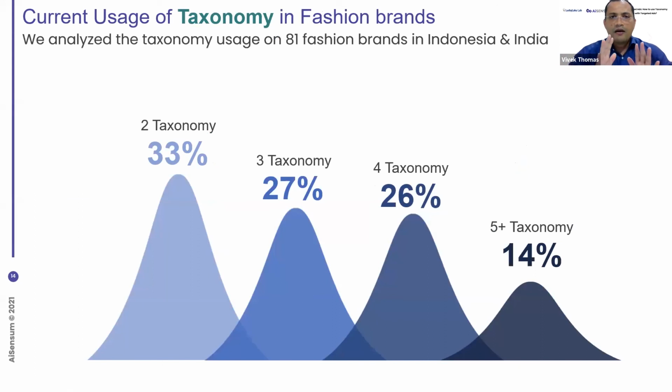Now, we have analyzed data from more than 81 brands in Indonesia as well as in India, and here's what we found. More than 60% of the brands, as you can see here, give just 2 or at max 3 definitions for their brands. Many of you might be using more advanced naming and taxonomy definitions, but this is the reality in many brands. Only 14% had 5 or more taxonomy definitions.